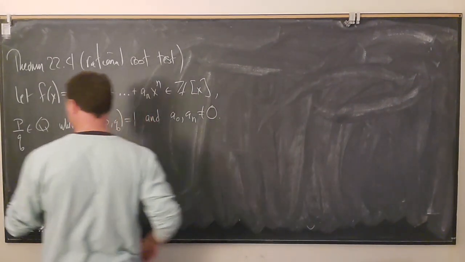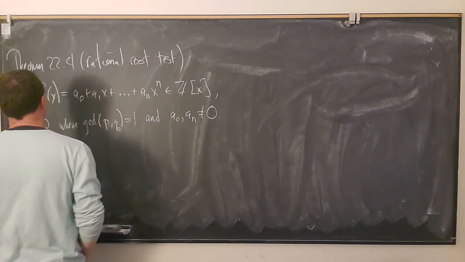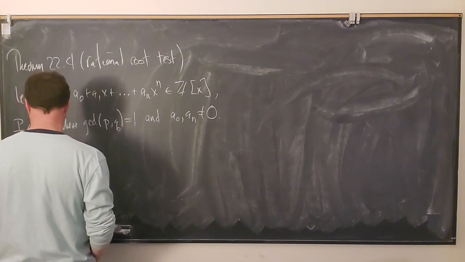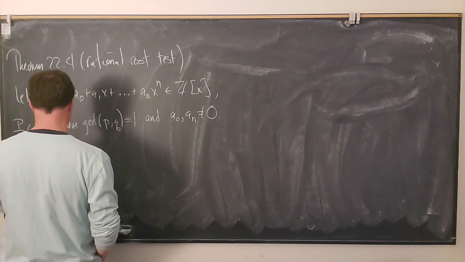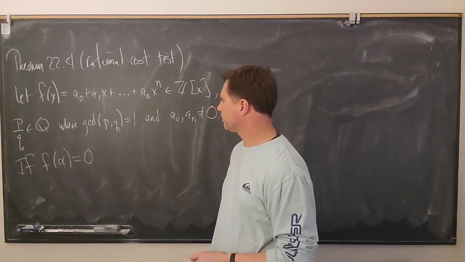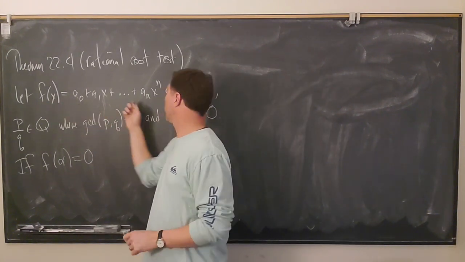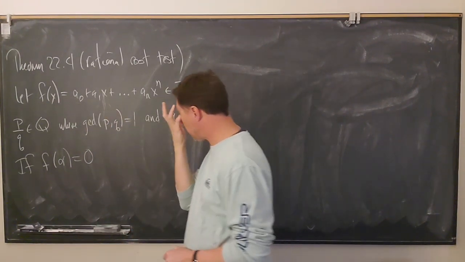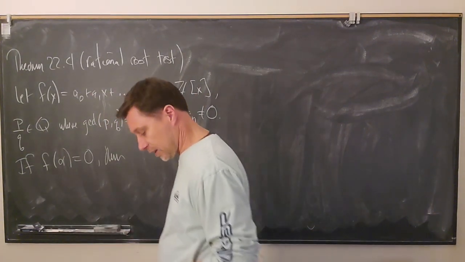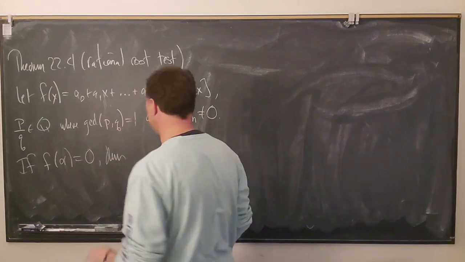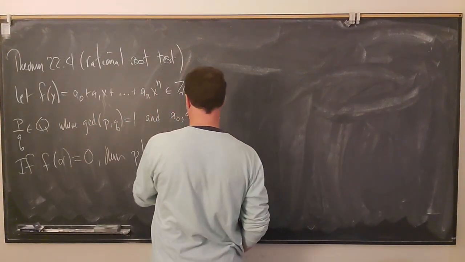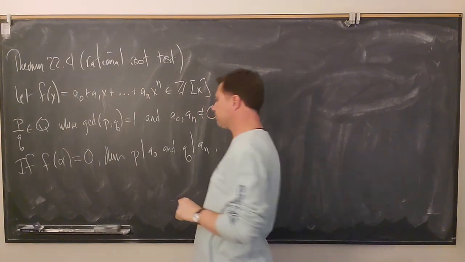Now I'm just going to write this in this form. So if f of alpha is equal to 0, meaning when you plug alpha into this polynomial right here, you get 0, then two things have to be true. Let's get these in the right order. P divides a0 and q divides a sub n.